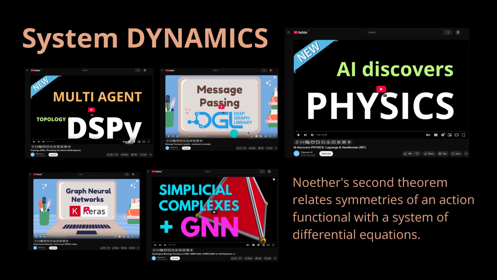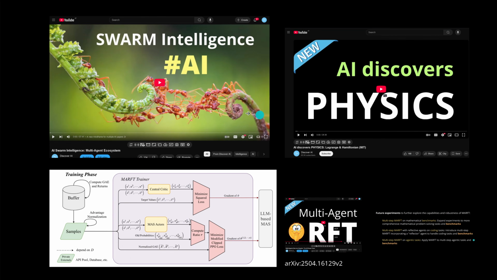Now, message passing, we had a look at Deep Graph Library. We looked at the Keras coding of a graph neural network. We looked at multi-agent topology, DSPy, but we also looked at the next step, if you want, no? Topological message passing on a graph neural network. And we saw, hey, we can make it even a little bit more interesting if we go to simplicial complexes and CW networks. And I have even a video where I go another step further, but we don't need this for today's video. So here we have it.